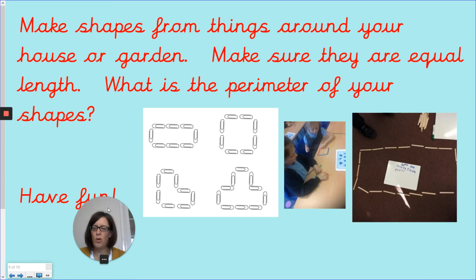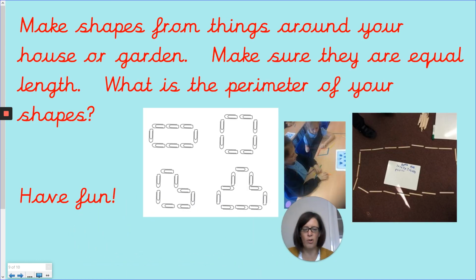Okay, so one more challenge for everybody to have a look at, a bit of a fun one now for you to have a go at for the rest of the day or maybe later in the week. So can you make some shapes from things around your house or your garden, but make sure that they are equal length. So whatever you choose, you have to use things that are the same length all the way round.